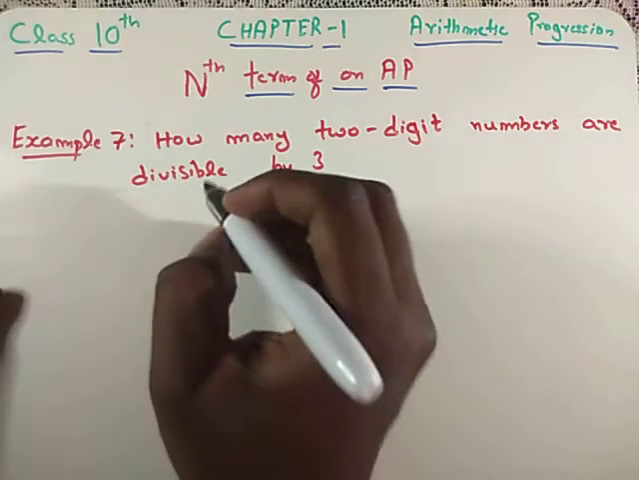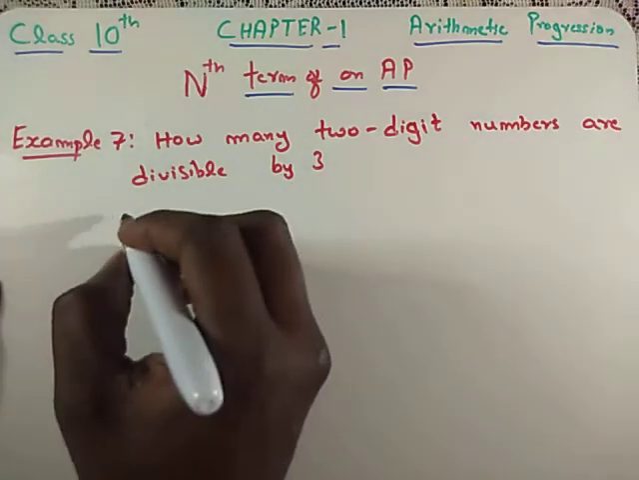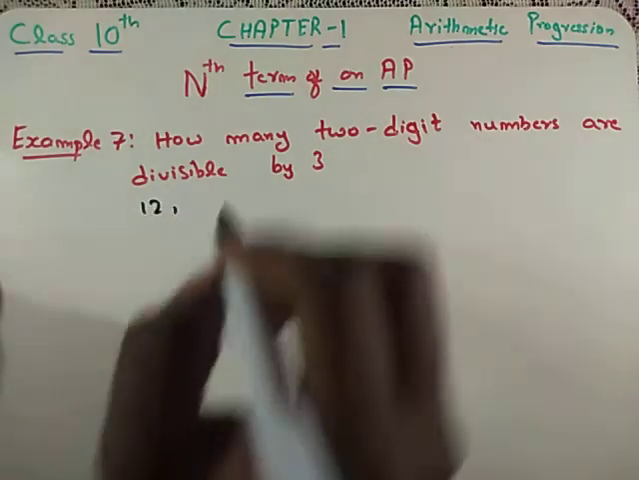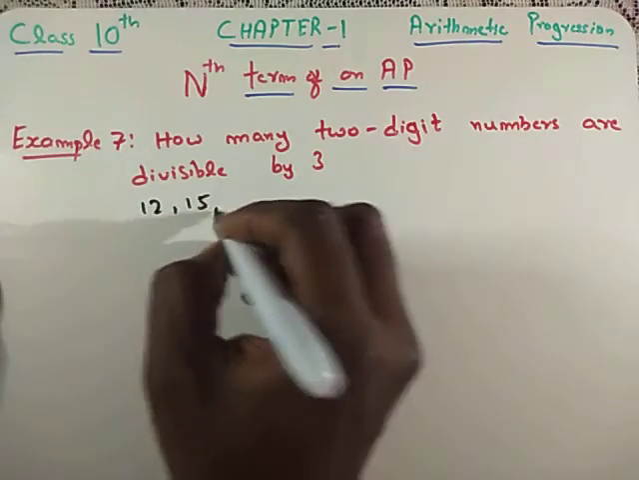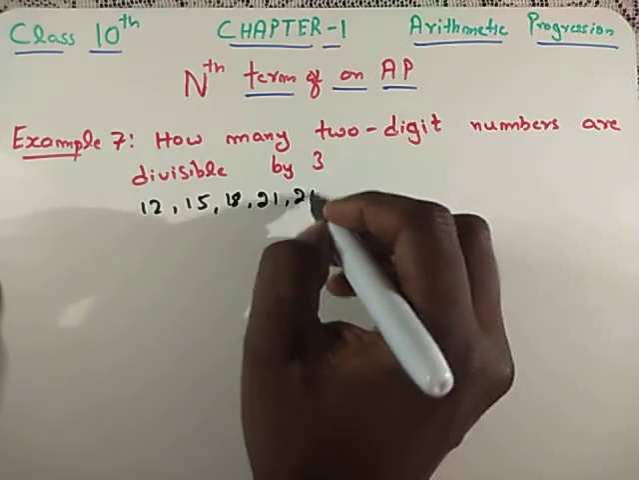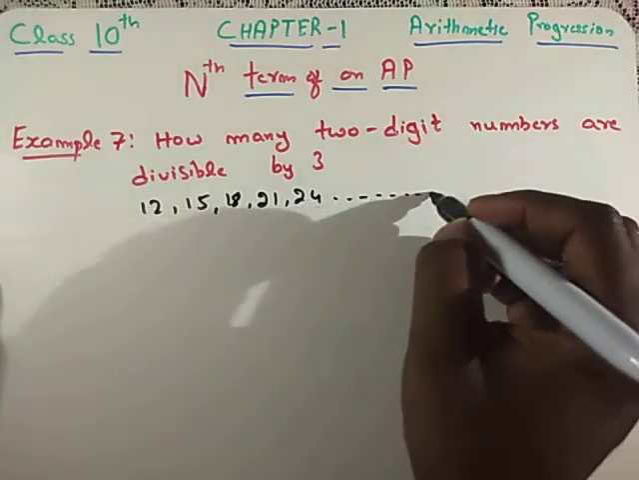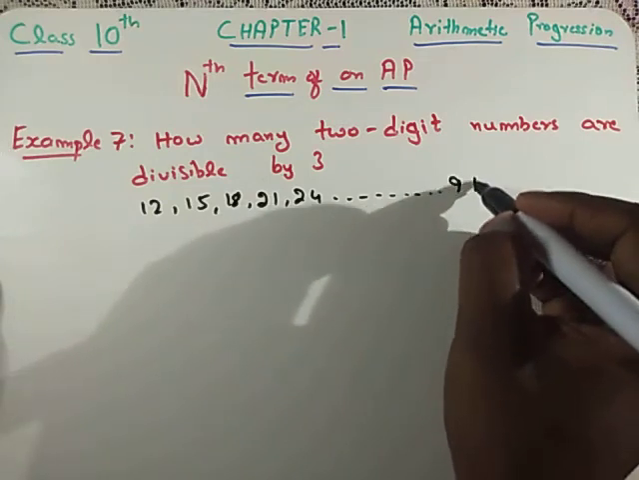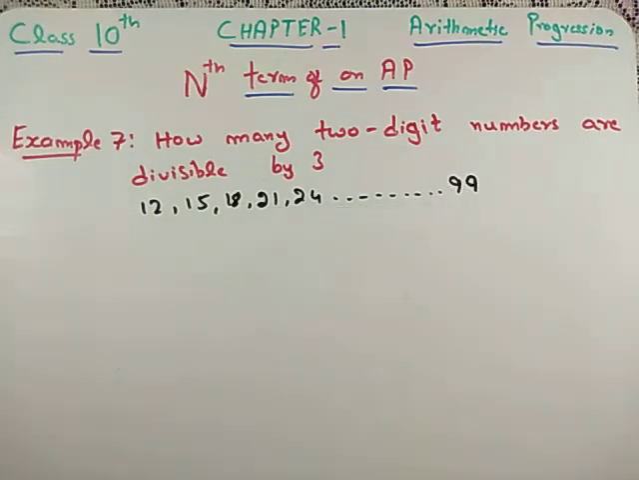The first two-digit number which is divisible by 3 is 12, and the next numbers are 15, 18, 21, 24, and so on. It will continue up to 99, because 99 is the last two-digit number which is divisible by 3.